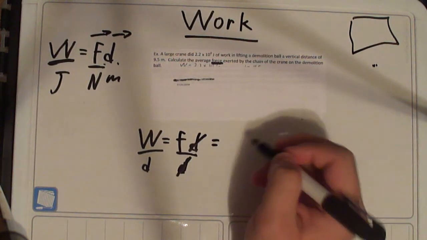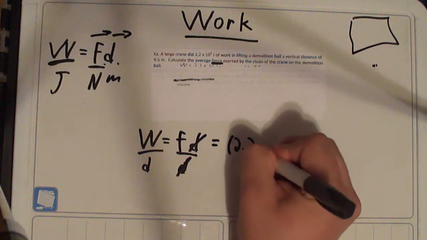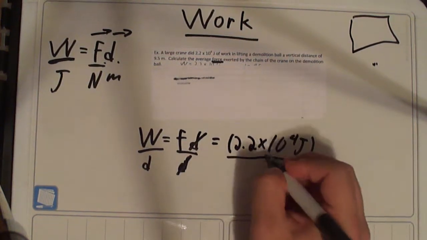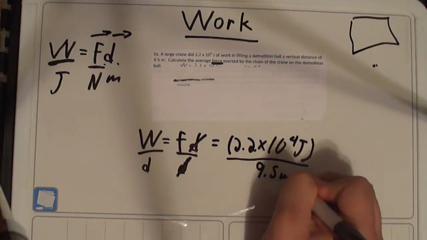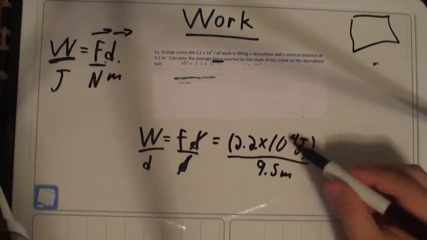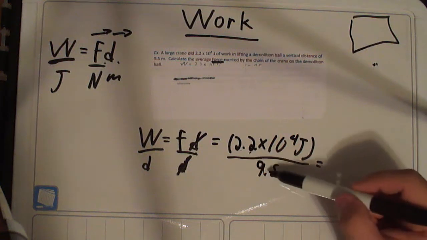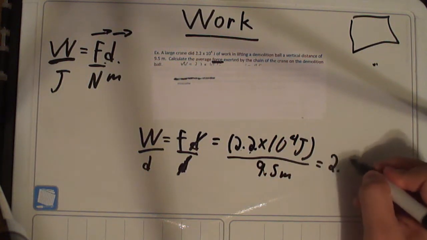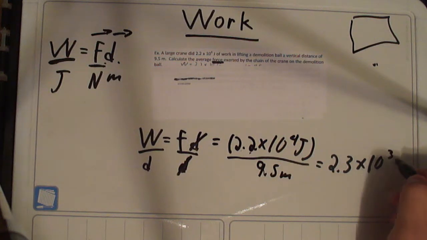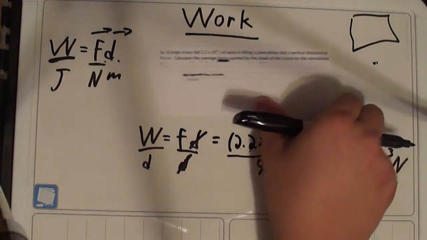So my force, back to the question, force equals work, which is 2.2 times 10 to the 4 joules, over 9.5 meters. Then equals. It's a bit of a painful number. Okay, so I only want 2 significant digits because there's 2 there and there's 2 there, so I just have to leave it to 2. So it's going to be 2.3 times 10 to the 3 newtons. Oh, that's what I got then too.